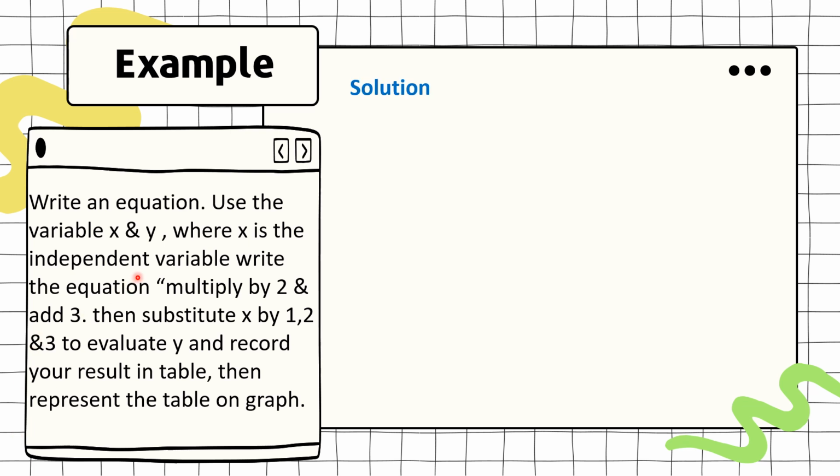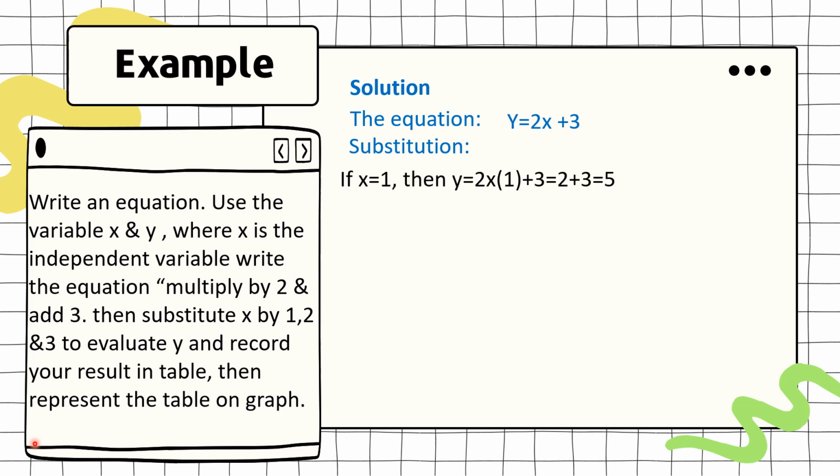What is the first question? The equation. The equation is x multiplied by 2, plus 3. Again, now what? Substitution. Now the substitution, I will write it step by step. If x equals 1, then y will equal what? I will substitute: 2 multiplied by 1 plus 3. So 2 plus 3 equals 5.